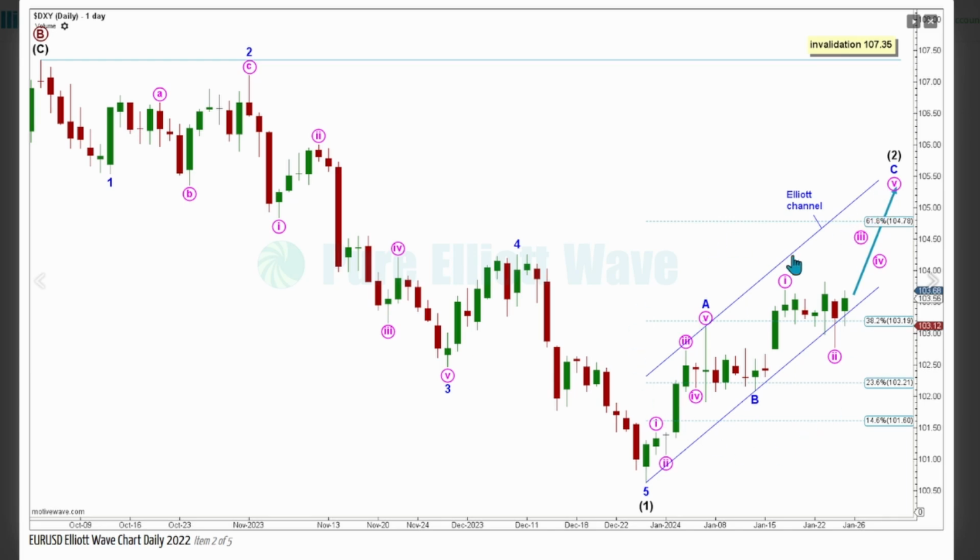An Elliott channel is drawn around the minor degree movements from the start of minor wave A to the end of minor wave B, with a parallel copy on the end of minor wave A. The end of minor wave C and intermediate wave 2 may find resistance at the upper edge of this channel. Intermediate wave 2 is pulling price higher with a target calculated at 104.78, the 0.618 Fibonacci ratio of intermediate wave 1, and if it continues past this target, it cannot move above the start of intermediate wave 1 at 107.35.